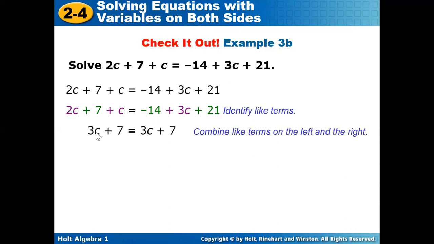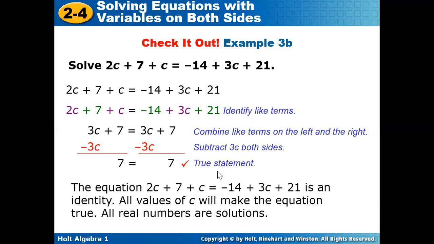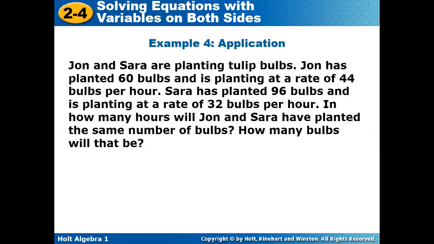2c plus c is equal to 3c. Bring down our positive 7. We have our 3c, we'll bring it down, and then negative 14 plus 21 gives us a positive 7. And now I think we can already see that this is an identity, but we are going to subtract 3c to remove it from one side, and it will remove it from both sides. 7 is equal to 7. That is a true statement. There are infinite number of solutions for this problem.